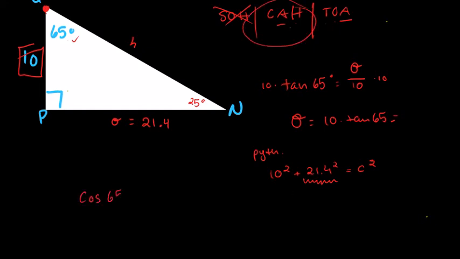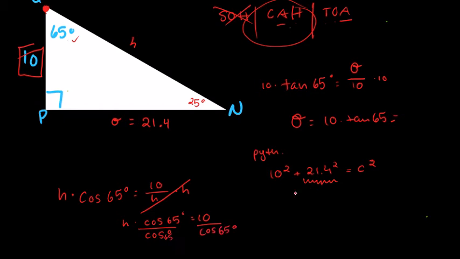The cosine of 65 degrees is equal to 10 over the hypotenuse. In order to solve for h, let's get it out of the denominator. So we're going to multiply each side by h. Those will cancel out. H times cosine of 65 equals 10. And I need to divide by cosine of 65 degrees to get it on the other side. So your h is equal to 10 divided by the cosine of 65. And that will give you about 23.7.